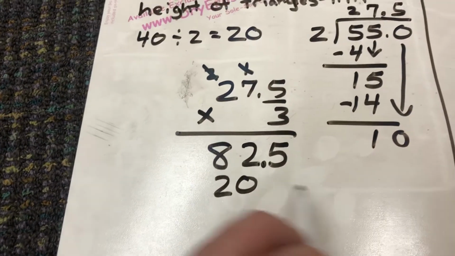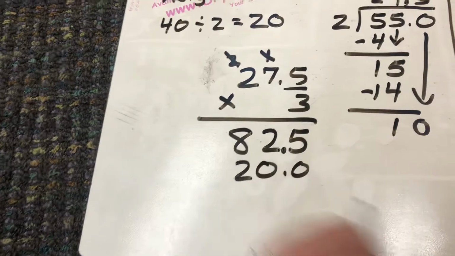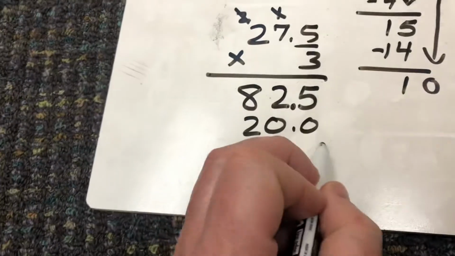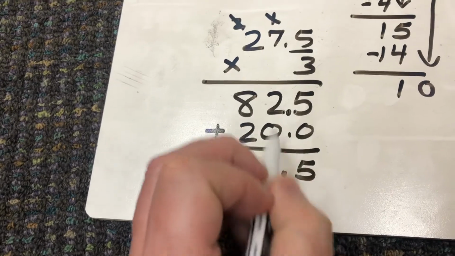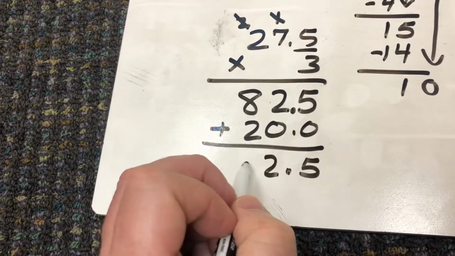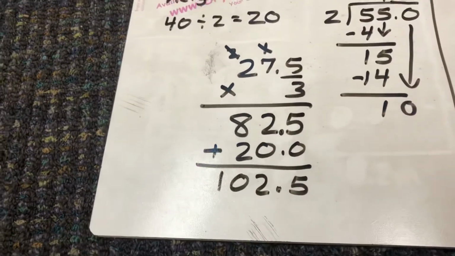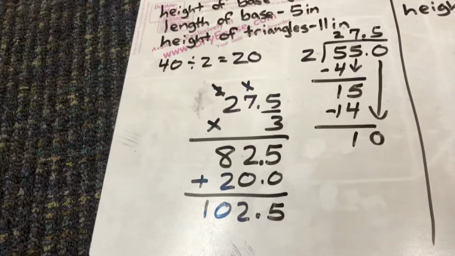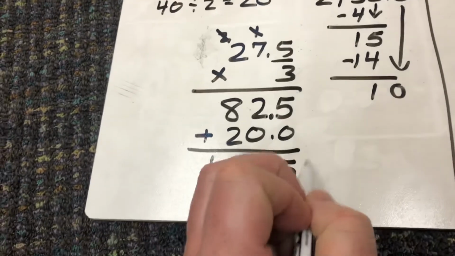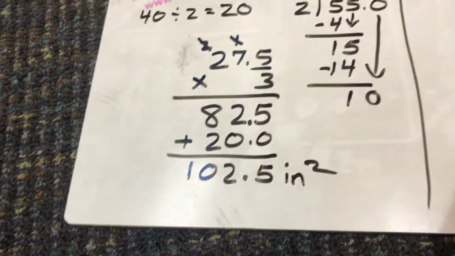Remember, decimals need to be lined up. If I want to, I can make that 20 and 0/100. Adding those, 5 and 0 is 5. Drop the decimal. 2 plus 0 is 2. 8 plus 2 is 10. The surface area of that triangular pyramid is 102 and 5/10 square inches.